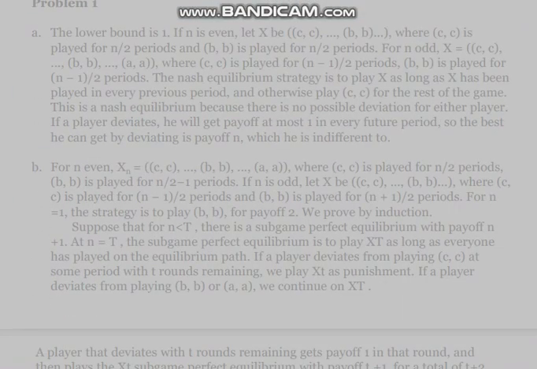Problem 1. The lower bound is 1. If n is even, let x be C, C then B, B, where C, C is played for n/2 periods and B, B is played for n/2 periods. For n odd, x is C, C then B, B then A, where C, C is played for (n-1)/2 periods, B, B is played for (n-1)/2 periods.